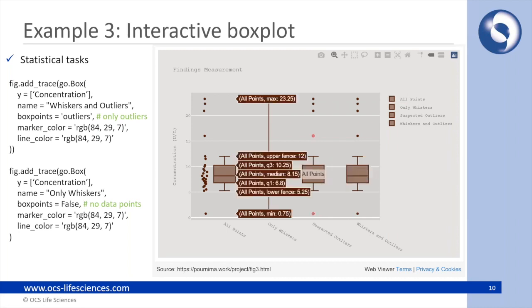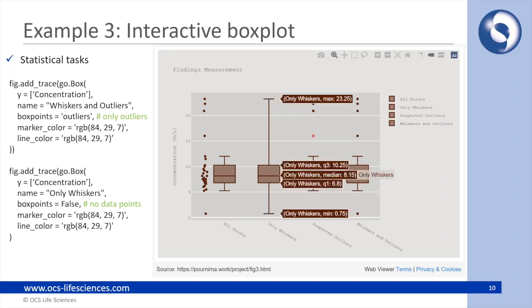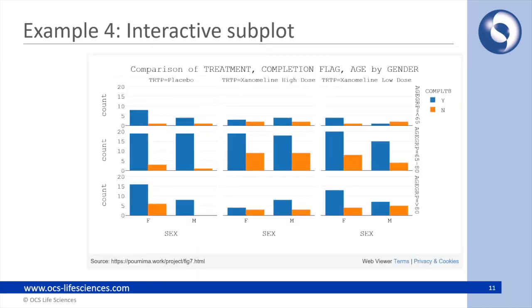And also you can see in this graph, there are some nice statistical tasks which you can do. For example, if you just hover the data, you can see the median, you can see the quartiles, you can see the values of the upper fence, and also you can color the suspected outliers, so on and so forth. Different features you can do to make this graph the way you like.